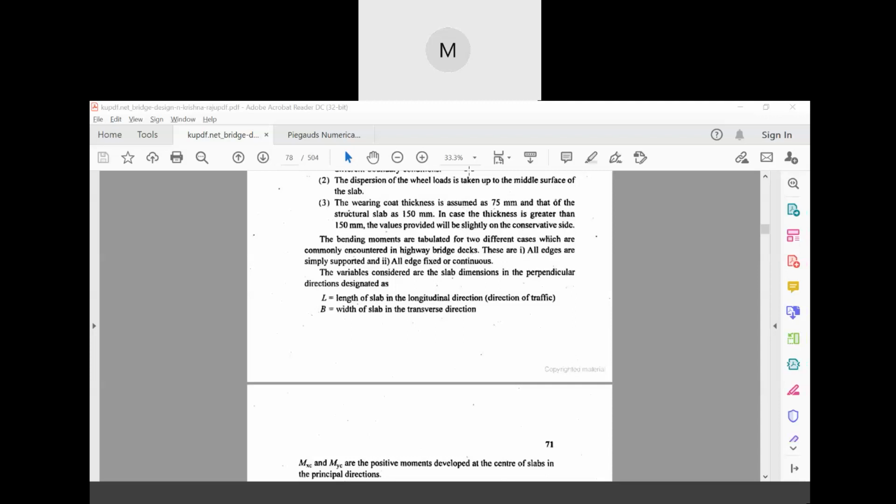Number one, all edges are simply supported, and number two is what? All edges are either fixed or what? Continuous. Fine.